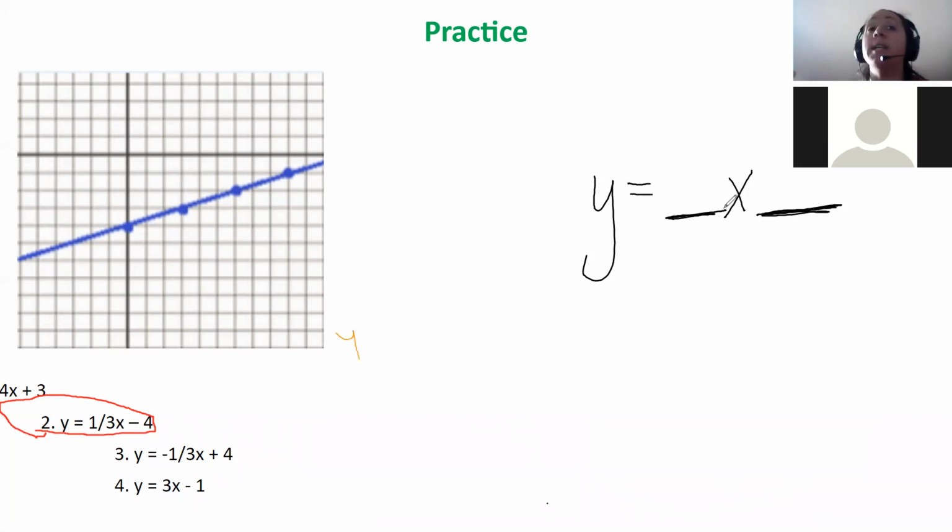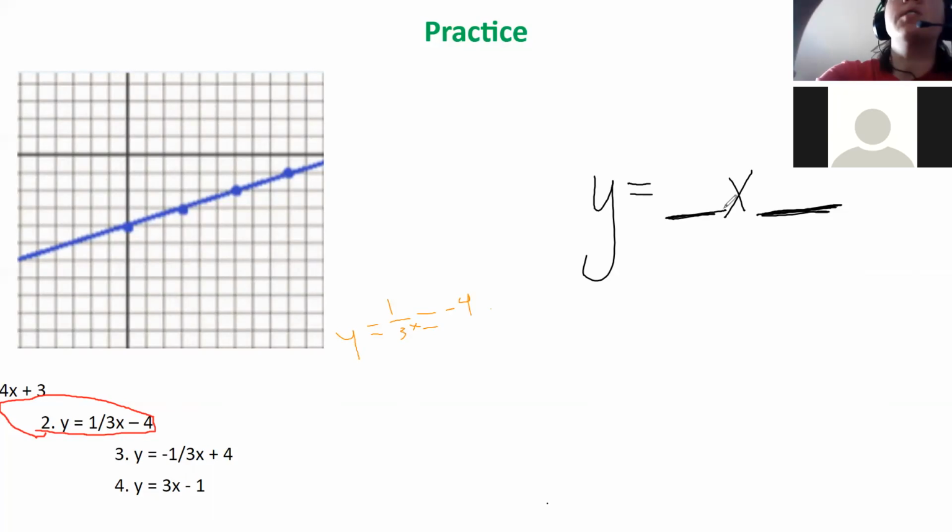Okay, so it looks like someone thinks it's y equals 1/3 x minus 4. That's what someone thought. Yeah, someone else wrote it in orange. It's very good. Yeah, I'm going to agree with that.